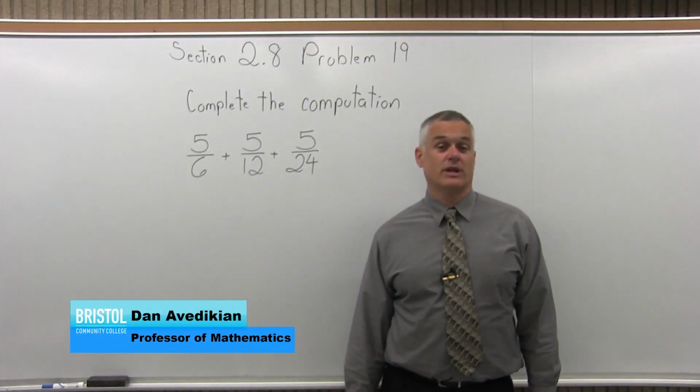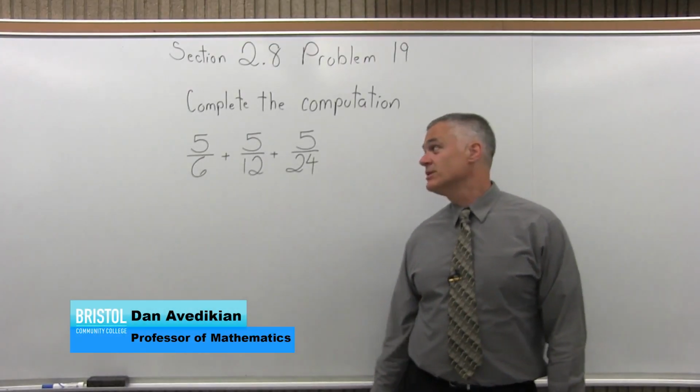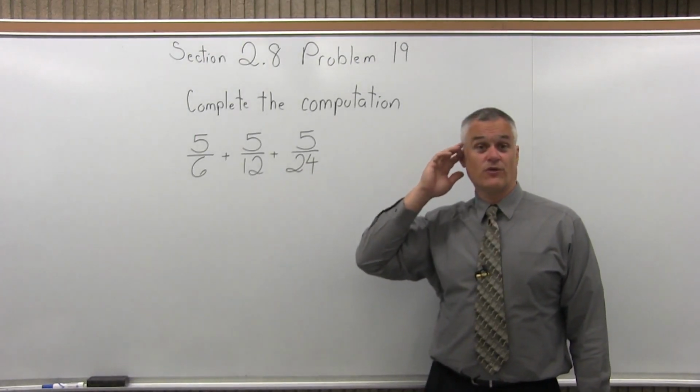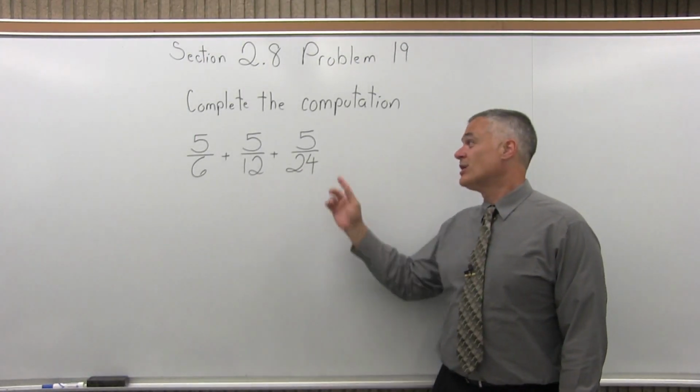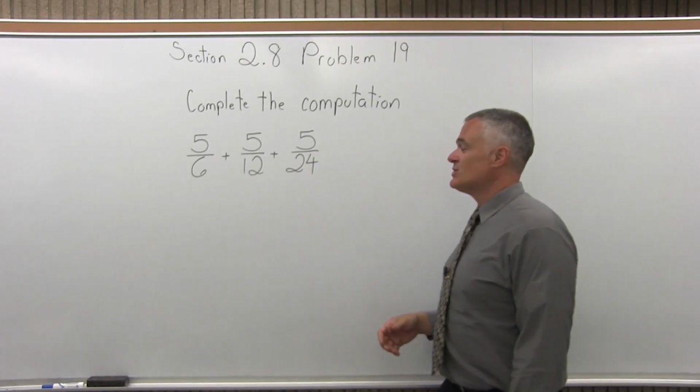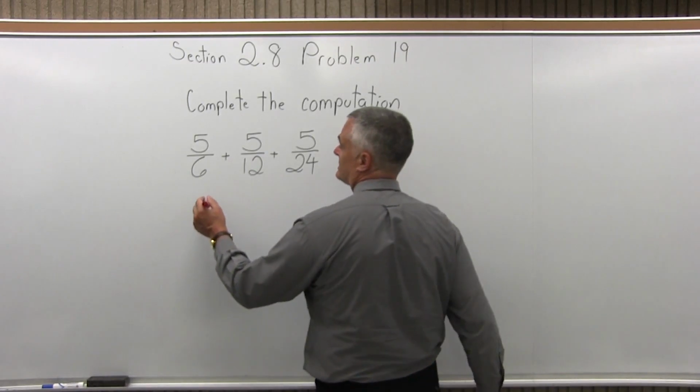This is Section 2.8, Problem 19. It says complete the computation. We have 5 over 6 plus 5 over 12 plus 5 over 24. So we do have a common numerator, but that doesn't help us. We have to get a common denominator. So we're adding 3 fractions, but it's the same process.